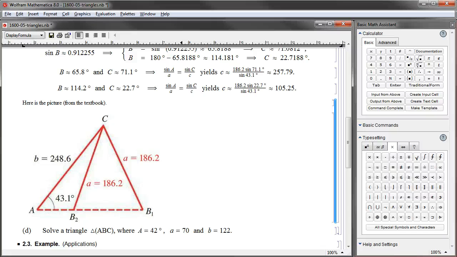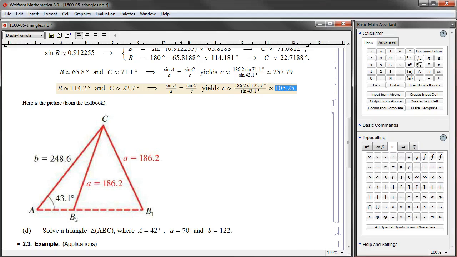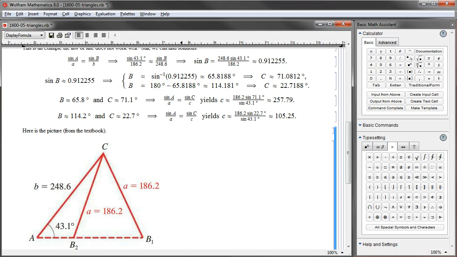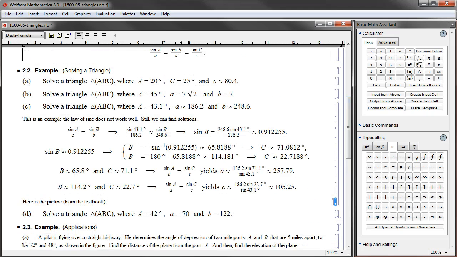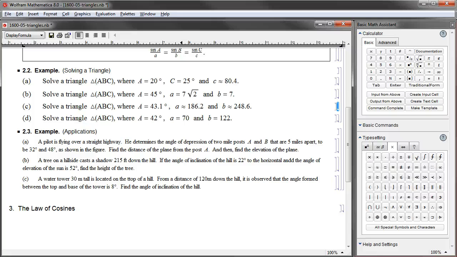A and B values are there. Capital A values are there. And then we have two choices, capital B1 or capital B2. If you take capital B1, then we have a larger C value. And if you take capital B2, we're going to get a smaller C value. You have an ambiguous case. We may have two answers. In some situations, we may not even have an answer at all.